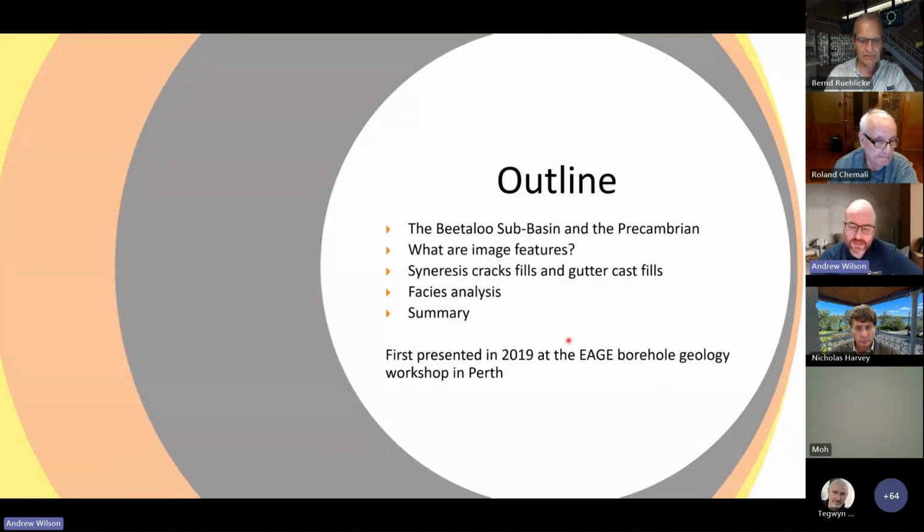I'm going to talk about the Beetaloo Sub-Basin just to get us all on the same page, and the situation in the Mesoproterozoic. Then I'm going to talk about what I call image features, and I'll be really interested to hear what terminology other people use for these things, in particular looking at syneresis crack fills and gutter cast fills, which are beautifully imaged in this example. Then we're going to see how those particular features fit in with our facies analysis and how that's helpful.